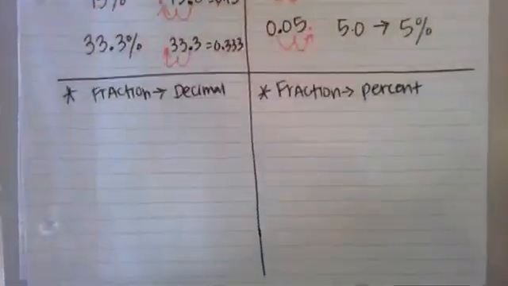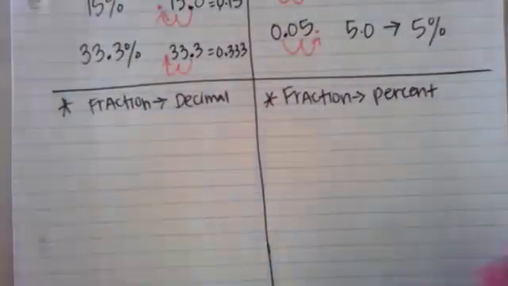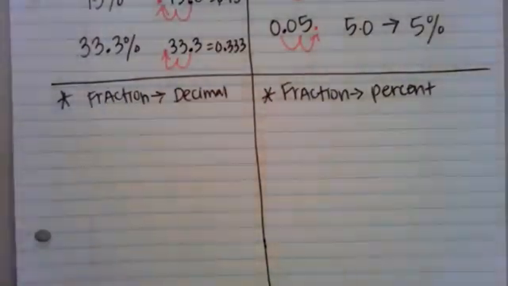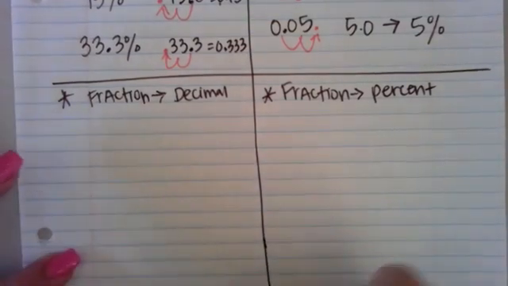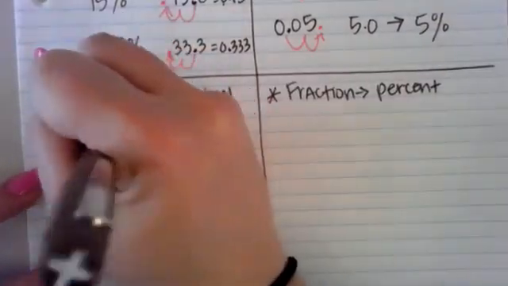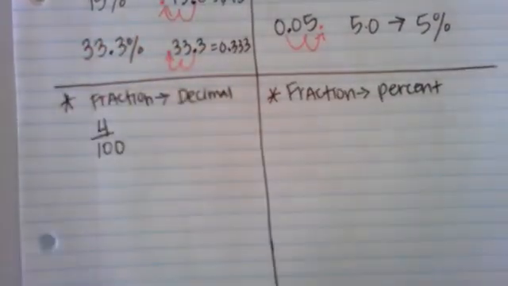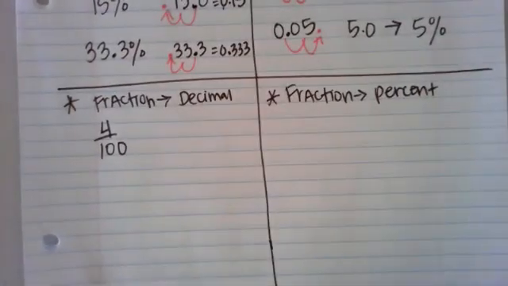All right, so these last 2 sections, they're not necessarily hard in terms of the calculations that you have to do. There's multiple ways that you can convert fractions to decimals. There's multiple ways that you can convert fractions to percent. I'm going to show you both ways using the same example. So let's say I have the fraction 4 out of 100, okay?